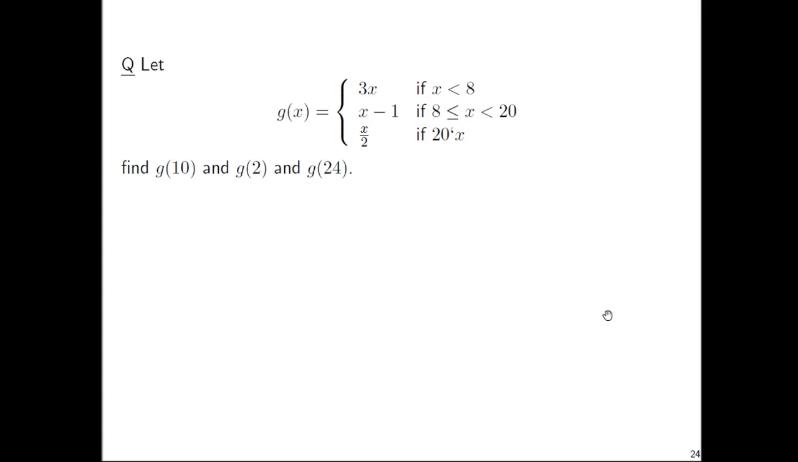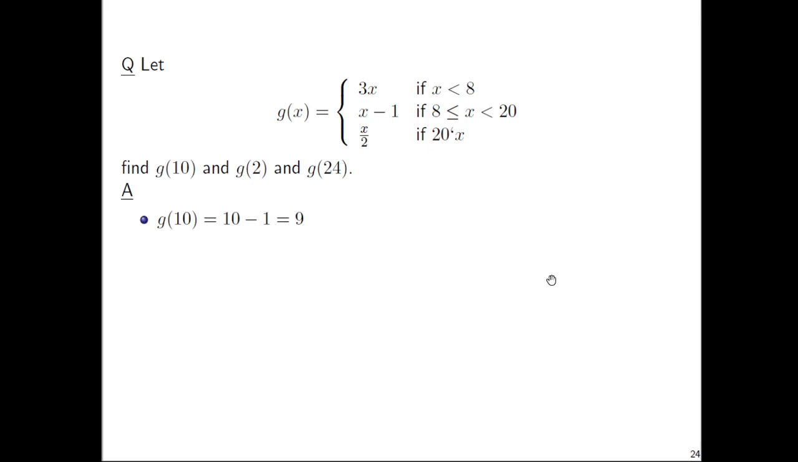Okay, let's look at another example. Here's a function, but this is not a function in two pieces. This is a function in 3 pieces. I see another typo, so I'm going to correct this in just a moment. All right, so the 3 pieces here are 3x, and then x minus 1, and then x over 2. And which piece you use depends on the text that you see here. So, for this one function, what's called a piecewise function, which has 3 pieces, let's find g of 10, let's find g of 2, and then let's find g of 24.